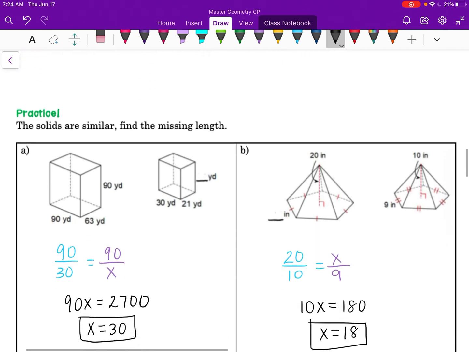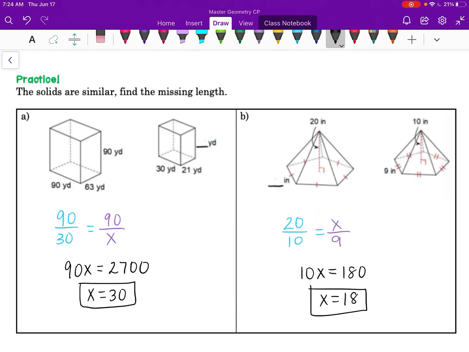So for the first one, we're working with rectangular prisms. We have our widths here, 90/30. Those are corresponding. We also have the 63 and the 21, so you could use those corresponding measures as well. And then we have our height of 90 and our height of x yards. That's what we have to solve for. So those two have to be in our proportion. From here, we can cross multiply. We get 90x equals 2,700. When we divide by 90, we get x equals 30. So the height of the second prism is 30 yards.